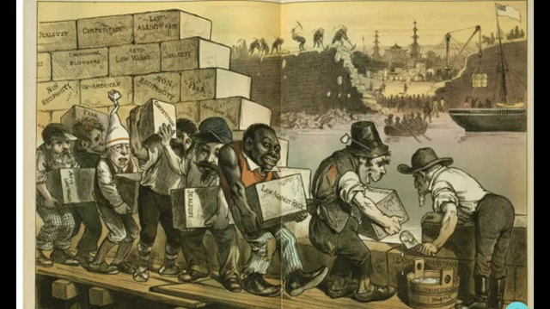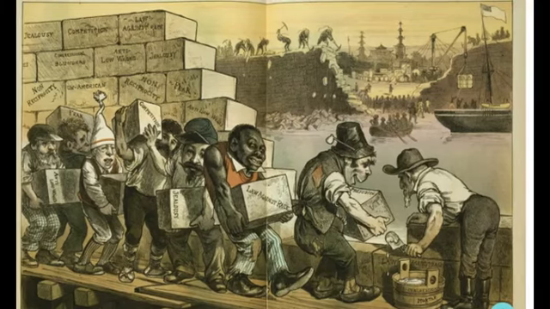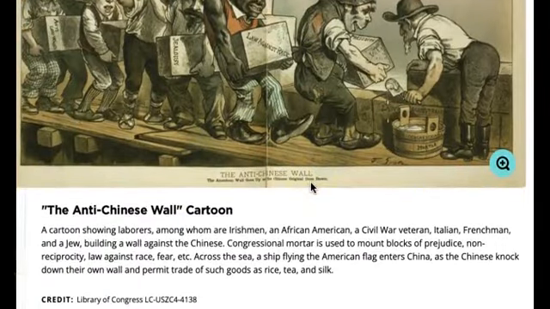The next political cartoon here is going to be the anti-Chinese wall cartoon. With this particular cartoon, I think it's important to take a second to see if you can break this down for yourself. But we can see many different groups here. And according to the caption, this again being from the Library of Congress, this is a cartoon showing laborers, among whom are the Irishman, an African American, a Civil War veteran, an Italian, a Frenchman, and a Jew building a wall against the Chinese. Of course, they're carrying their own blocks.